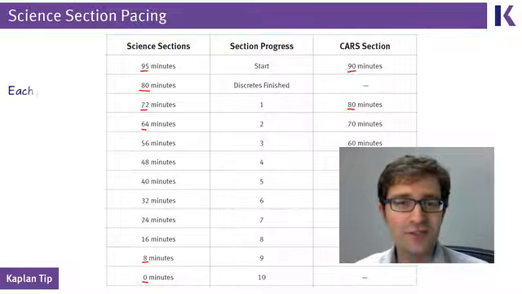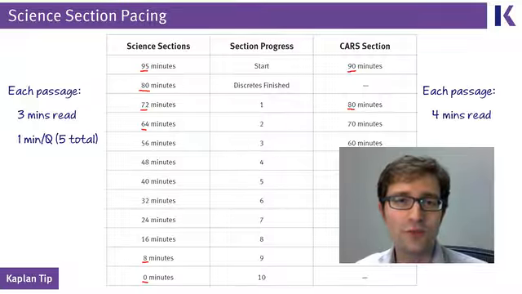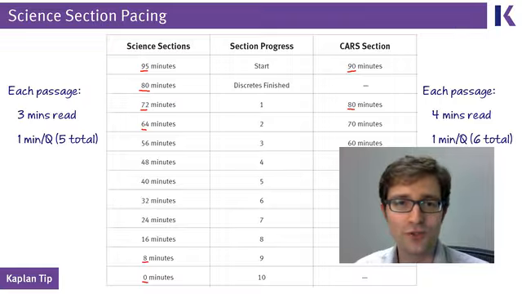So here's the answers. For the science sections, remember with 8 minutes, you're going to spend 3 minutes reading the passage and 5 minutes answering questions. And for the cars section, you're going to spend 4 minutes reading the passage and 6 minutes answering questions. It's always 1 minute per question, on average, of course.